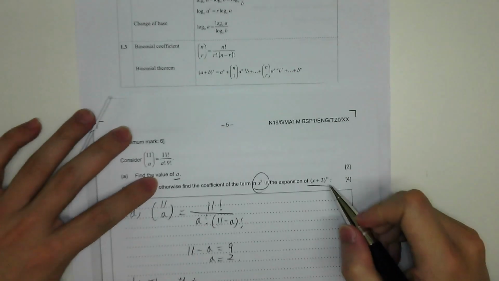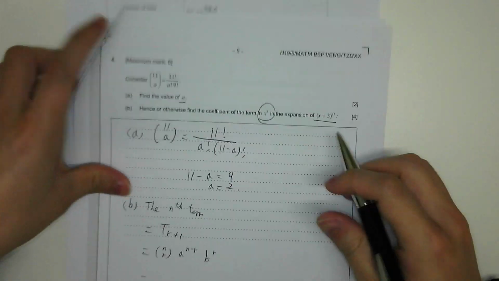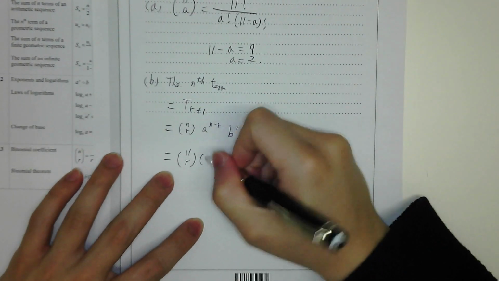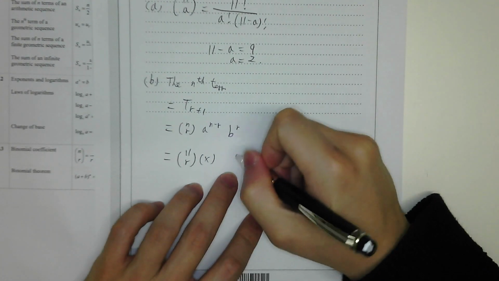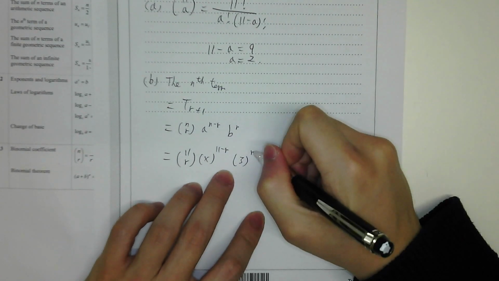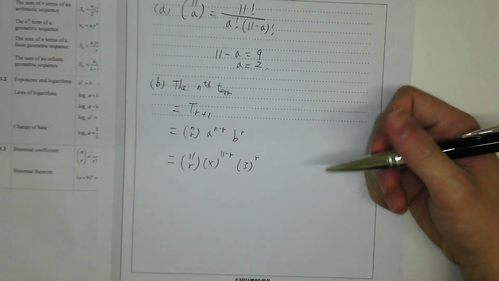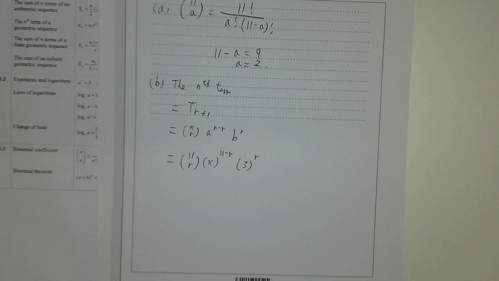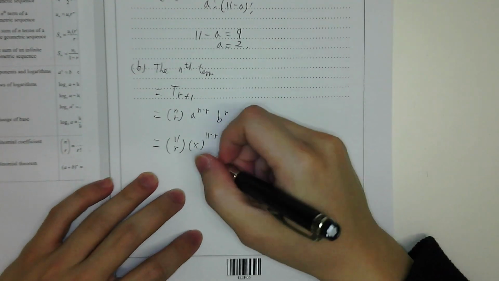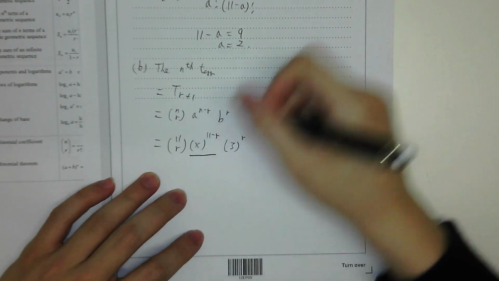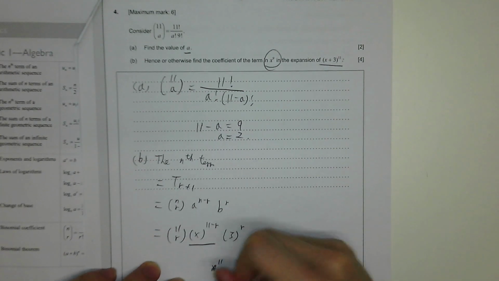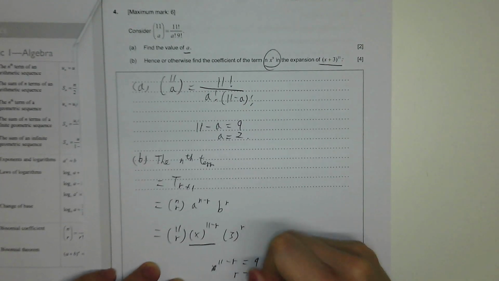And we know n is 11. Okay, C(11, r), a is x, and then b is 3. So x to the power n minus r, 11 minus r, and then 3 to the power r. Because we don't know which term contains x^9, we don't know the r value. Okay, and now we can make this term equal x to the power 9. So x^(11 minus r) equals x^9, so r equals 2.